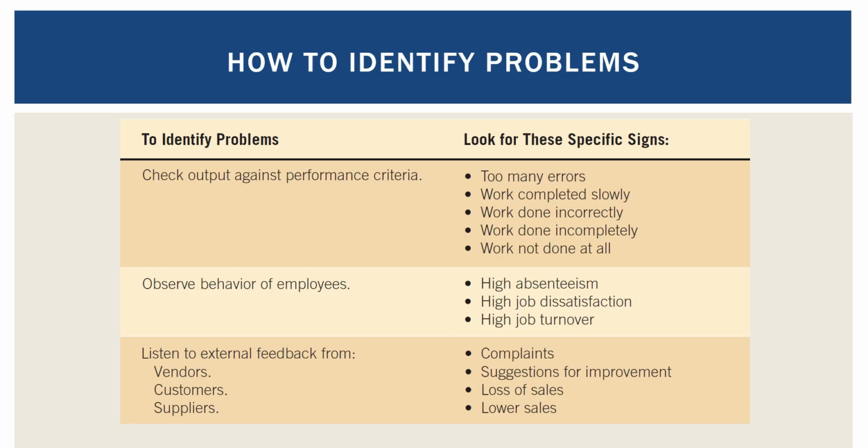Then you need also to listen to external feedback from vendors, customers, or other stakeholders: too many complaints, too many suggestions for improvements, loss of sales or lower sales. So these symptoms or specific signs tell you that the system you're currently using is having problems. Then you need to find ways of improving, and that's also how projects are initiated.